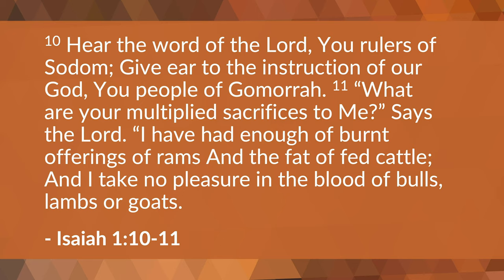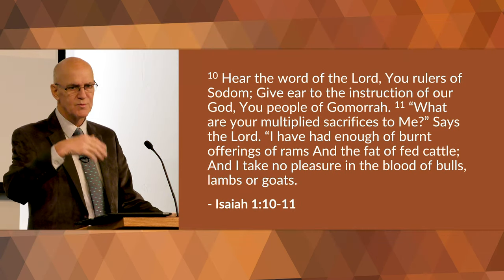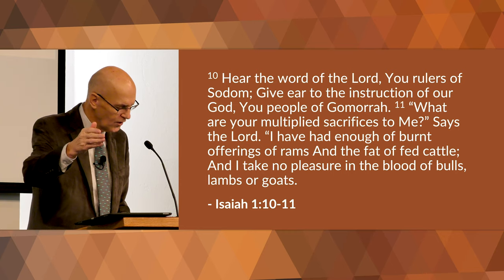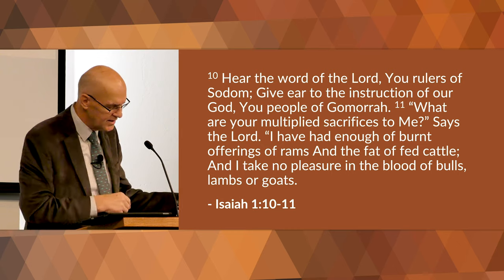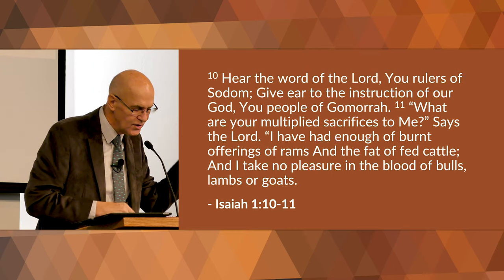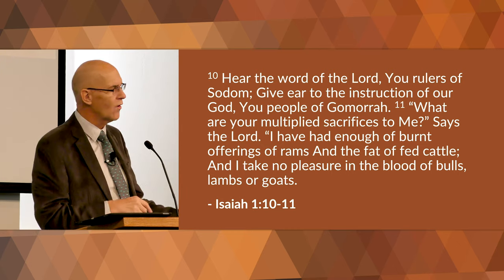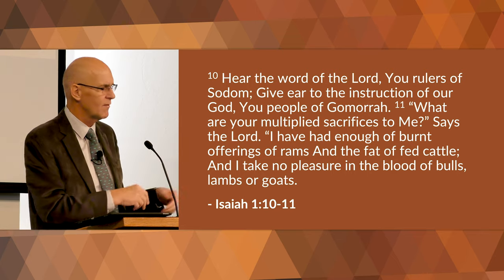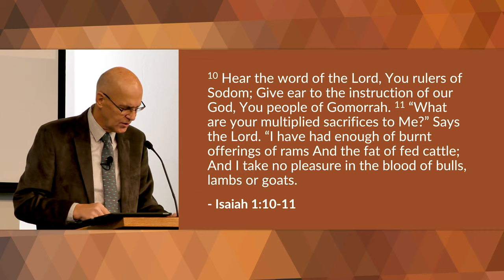So in chapter 1, verses 10 and 11, Isaiah says, hear the word of the Lord, you rulers of Sodom. Give ear to the instruction of our God, you people of Gomorrah. So he's using synonymous parallelism here, isn't he, right? He's saying, listen to the word of the Lord, you people in Sodom. And then he says, give ear to the instruction of God, you people of Gomorrah. Well, it's the same idea. He's talking to the same people and he's saying the same thing to them. Listen, pay attention to what's going on.